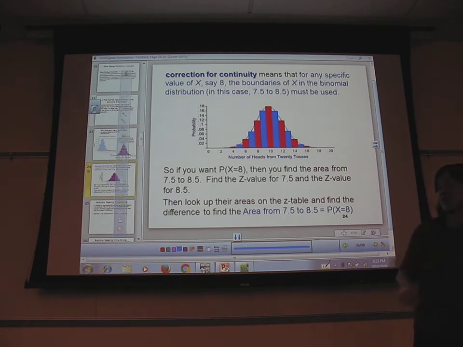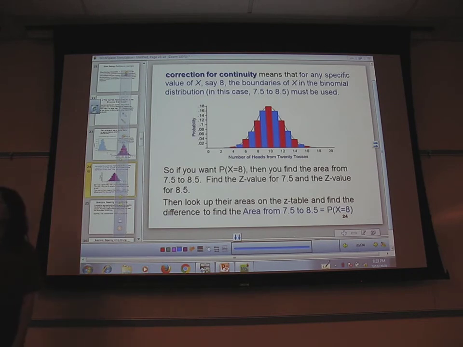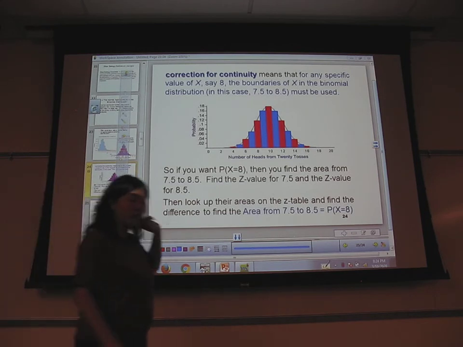Talk to your neighbors for 15 seconds. What does x stand for? Just a number. Amanda, what's X stand for? The number of successes. The number of successes in n trials. So I flip this coin 20 times, but X stands for the number of successes I want to get out of that 20. Okay, so that's the thing that varies. So X is my variable.